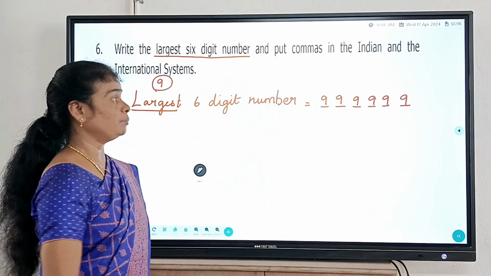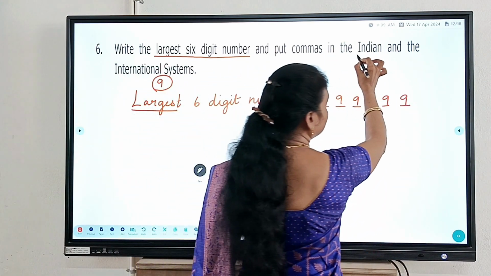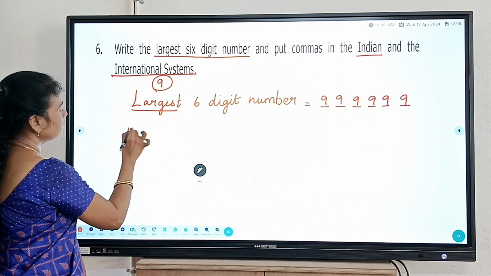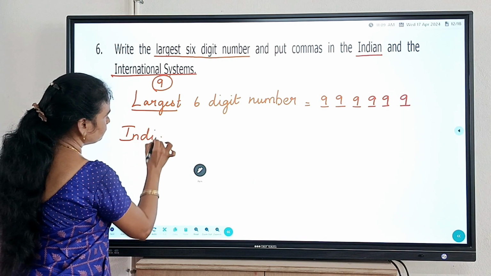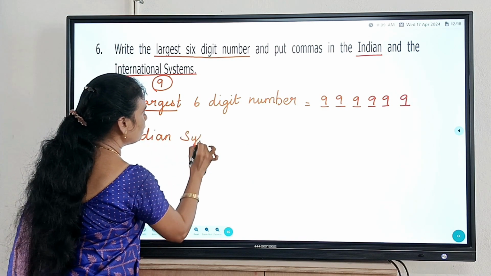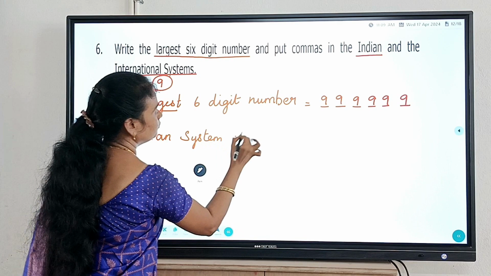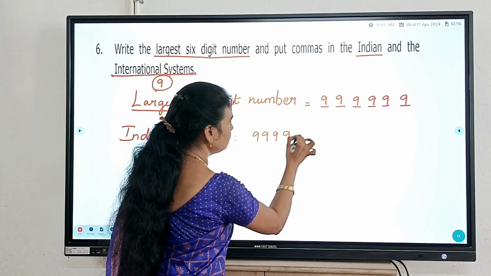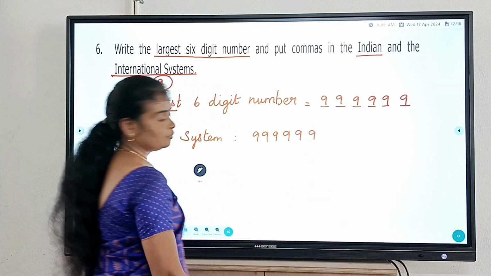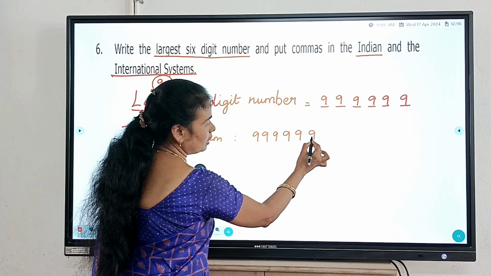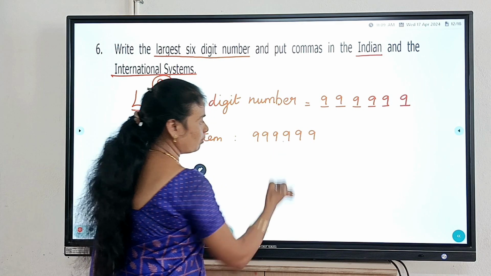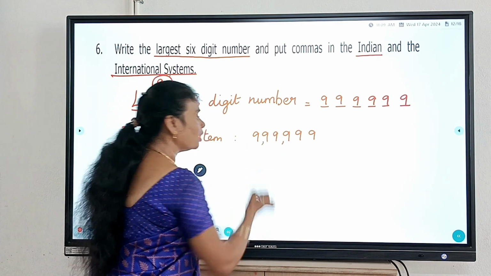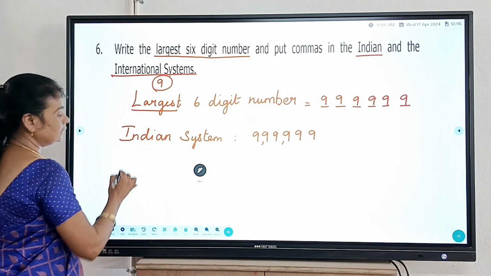And what is the next step? Put commas in the Indian and the international system. So first in the Indian system. How will you put commas in the Indian system? Write the given number as it is, that is 6 digits of 9. Then place the commas: 1, 2, 3, comma. And here, after 2 digits, you have to place a comma because it is the Indian system.